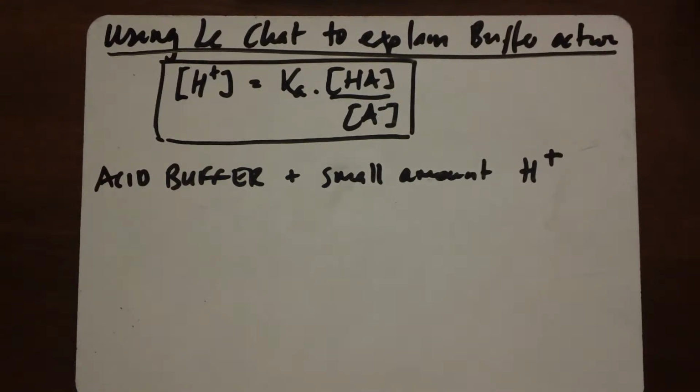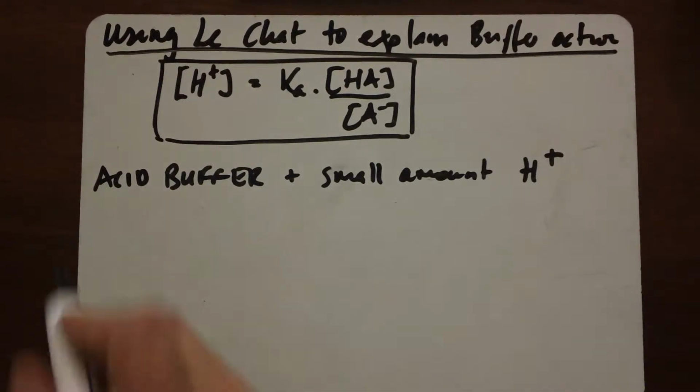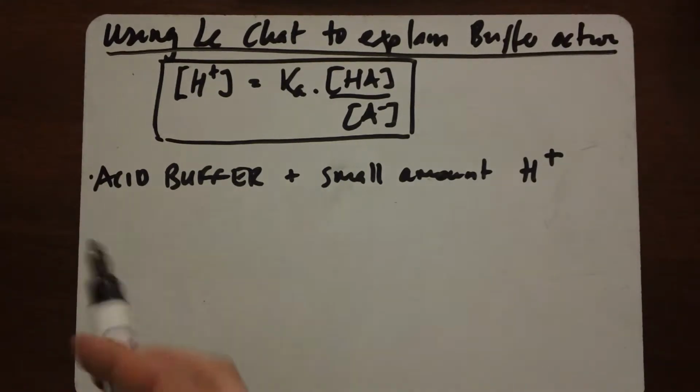We can use Le Chatelier's to explain buffer action. So right at the top we've got our Henderson-Hasselbalch equation. Now this is the set of circumstances that we've got. We've got an acid buffer, and we're going to add a small amount of H+.